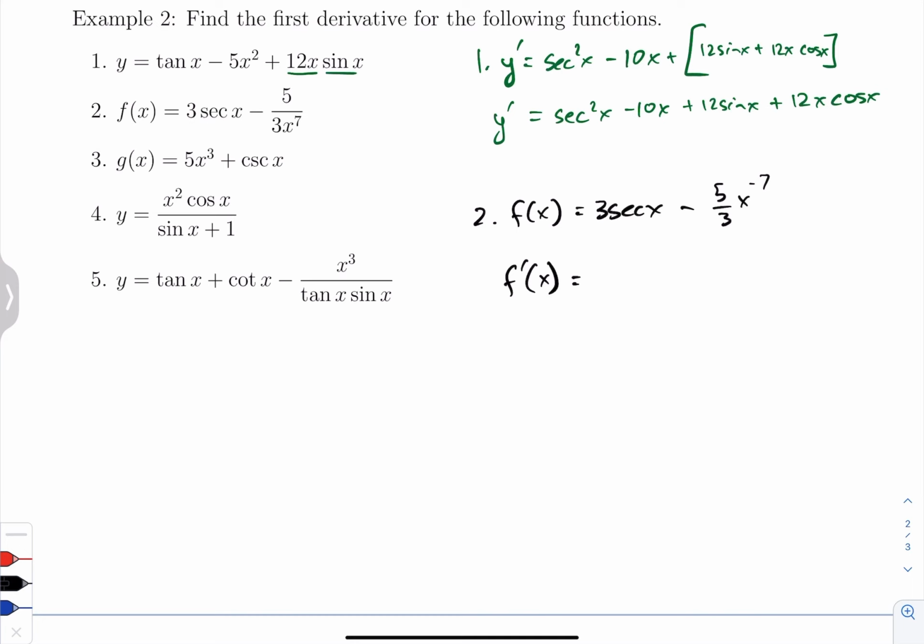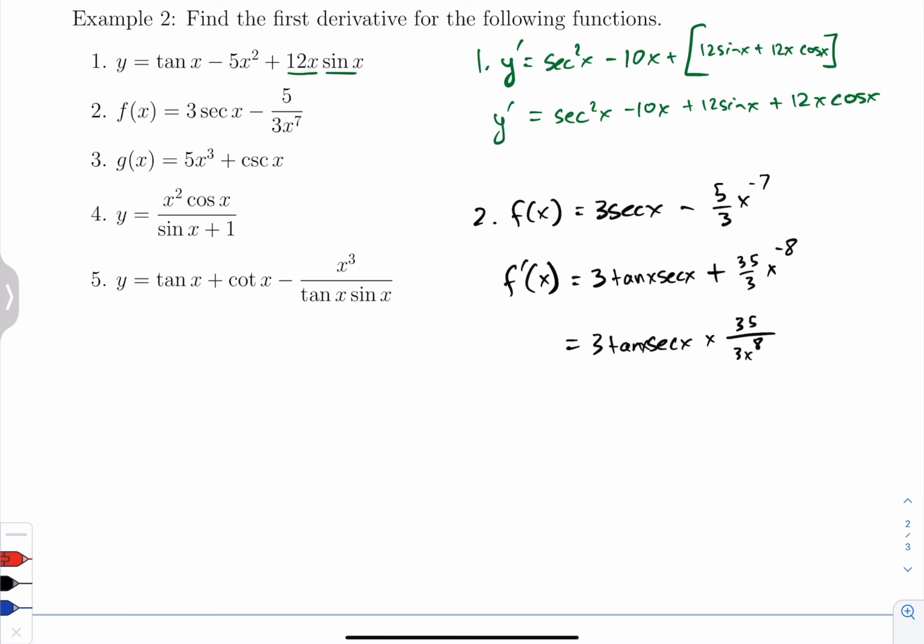So the derivative of 3 secant of x, that's going to be 3 times the derivative of secant of x, which is tangent x secant x, minus, now I'm going to use the power rule. Negative 7 gets multiplied by the coefficient, which is 5 thirds. So negative 7 times negative 5 thirds will be plus 35 thirds x, and then I lower the power by 1, so it becomes negative 8. So you could leave it like this, or if you don't like negative exponents, you could write this as 35 over 3x to the 8th.